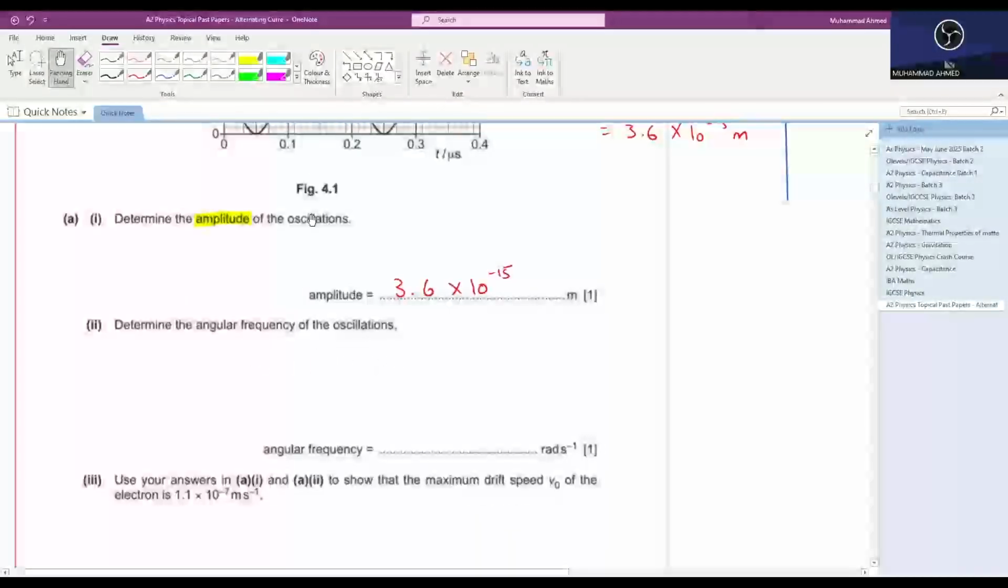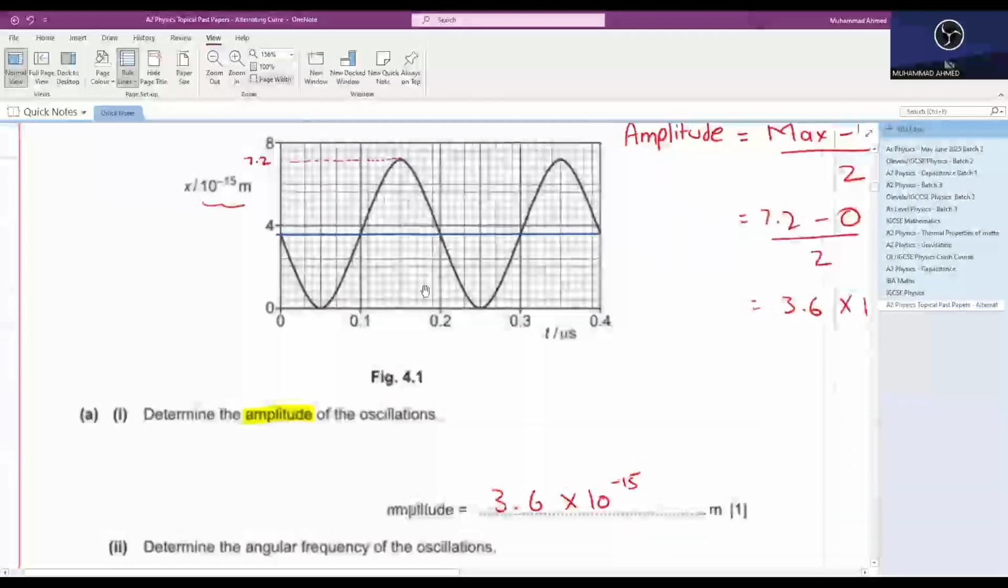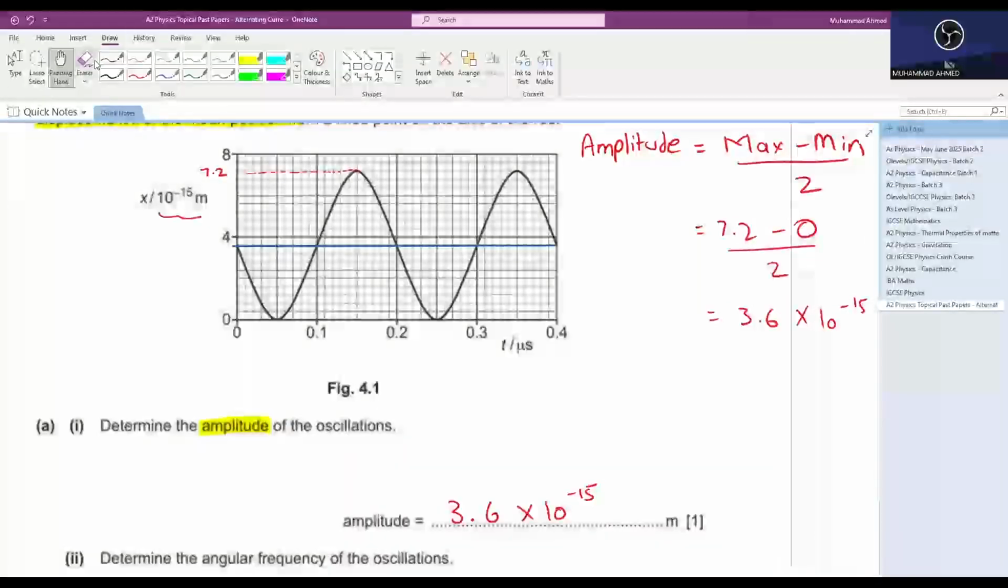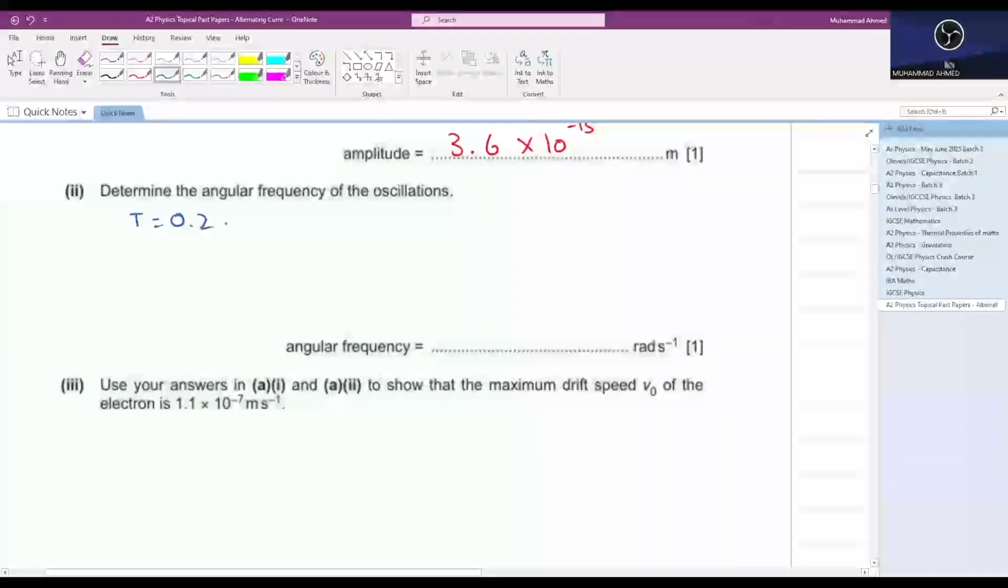Determine the angular frequency of the oscillation. Very, very easy. If you can notice here, let's take the most obvious points. This peak is starting at a value of 0.15 and you get the second peak. Your first peak was at a value of 0.15, your second peak is at a value of 0.35. What is the time difference between one peak to another peak? 0.2 microseconds. So this will be your time period. Your time period is 0.2 microseconds.